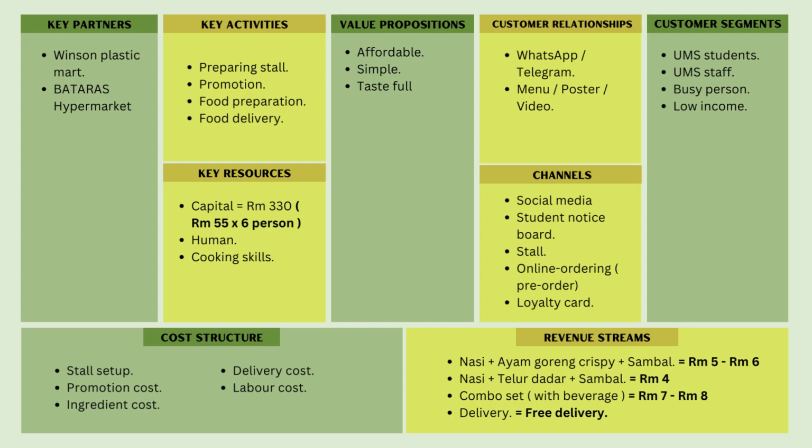By using 5 methods, we will promote our product: social media, student notice board, stall, and helping our customers have their food by online ordering, and lastly the loyalty card. For the customer segments, we generally will focus on UMS students, UMS staff, those who are very busy, and also those who have low income. Now, I move to the cost structure.